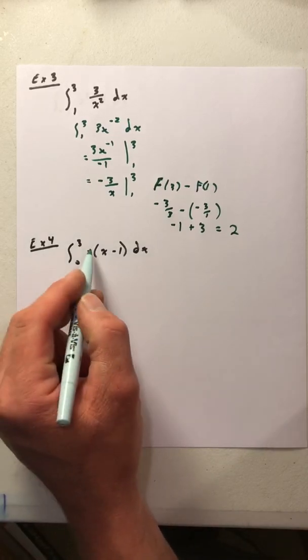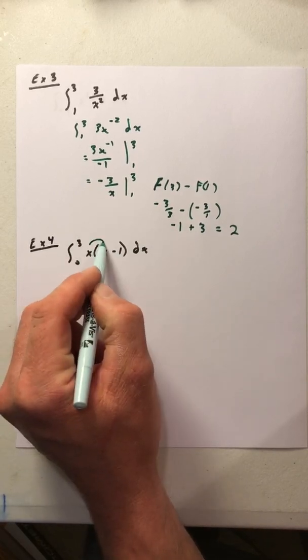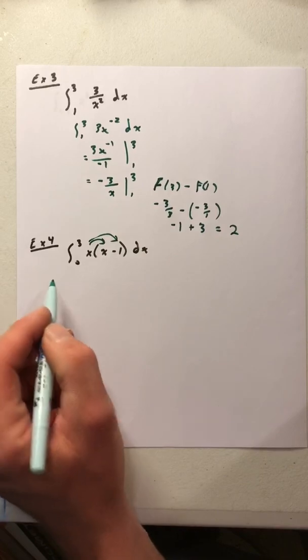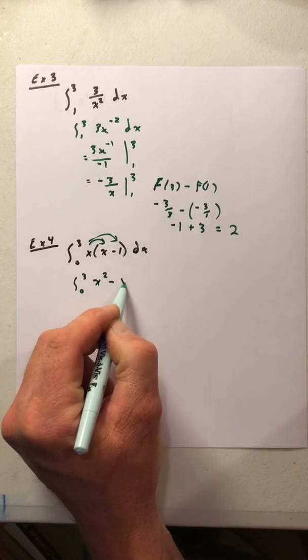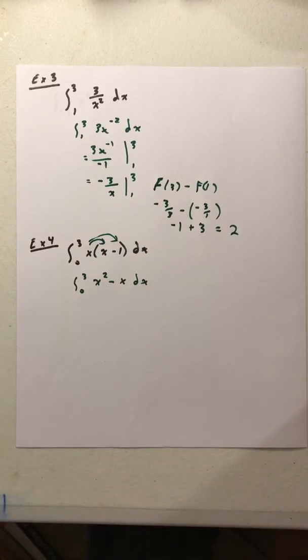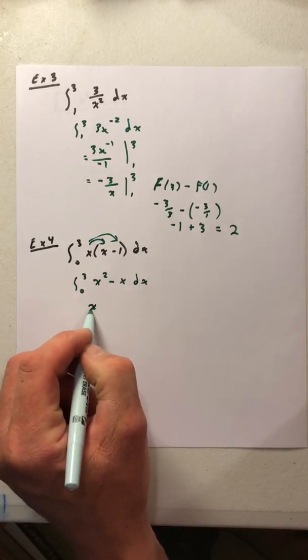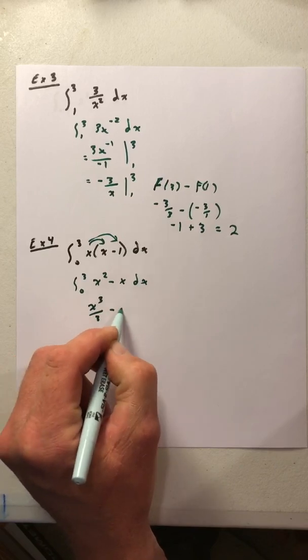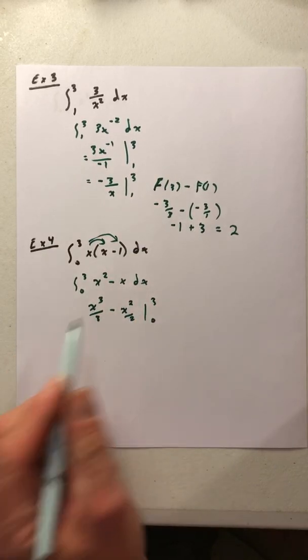Example 4, we have x times x minus 1 from 0 to 3 dx. So again, we can distribute that x. We could do some u substitution with these if you want, but honestly, if it's an easy multiplication, I would suggest multiplying it out, not even worrying about the u substitution. So if we do that, we have x squared minus x. We can integrate. We have x to the third over 3 minus x squared over 2 from 0 to 3.